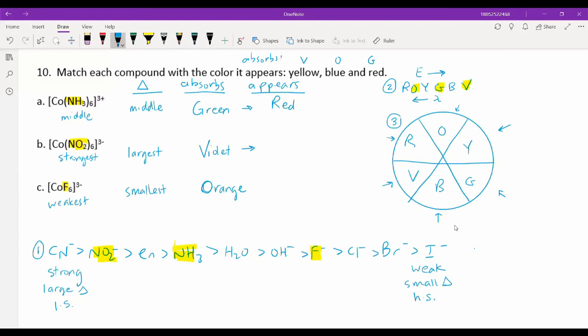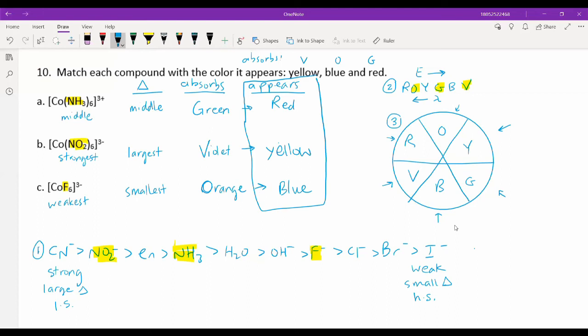If it's violet absorbing, it appears yellow. If it's orange absorbing, it appears blue. So here is our answer for A, B, and C: red, yellow, blue.